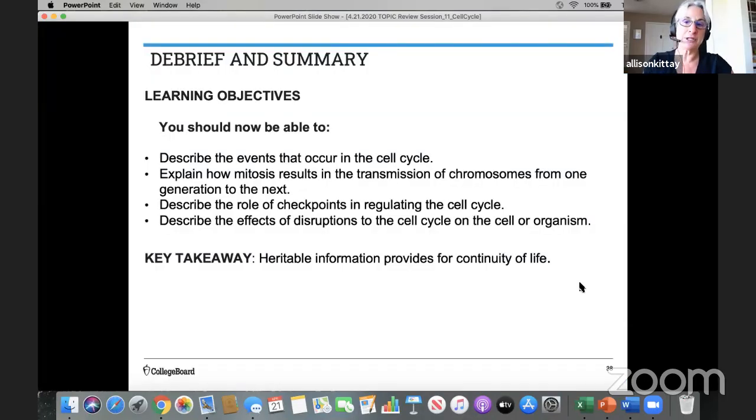All right, so here's your debrief. You should now be able to describe the events that occur in the cell cycle. You should be able to explain how mitosis results in the transmission of chromosomes from one generation to the next.